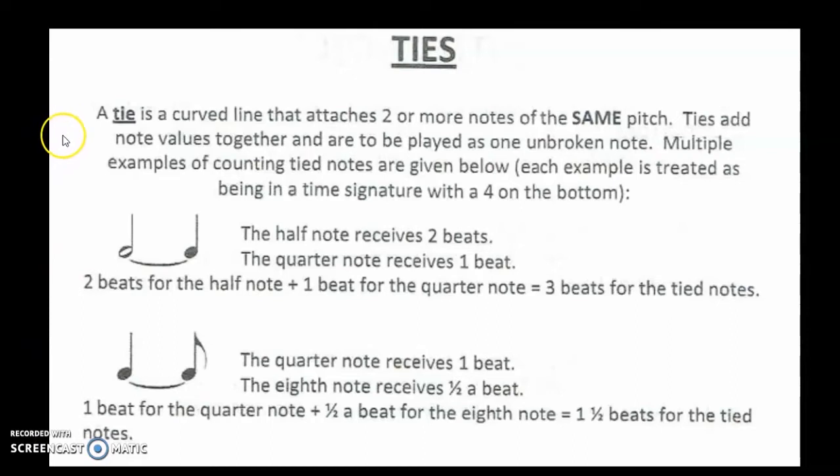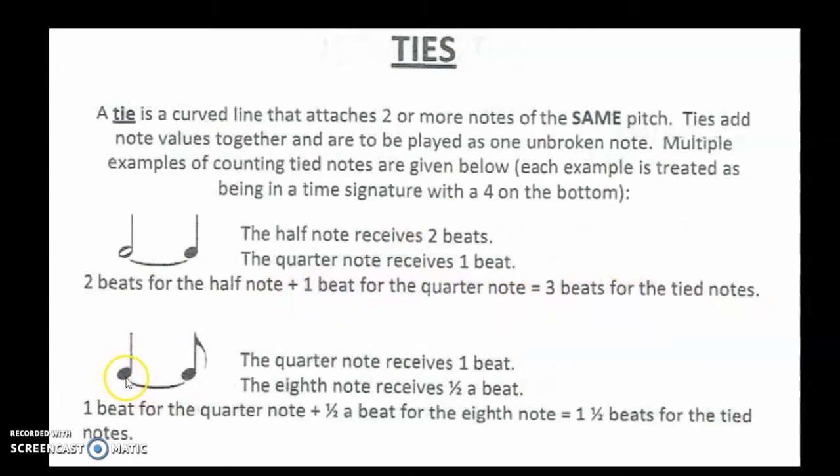So this is a review of ties. A tie is a curved line that attaches two or more notes of the same pitch. Ties add note values together and are played as one unbroken note. Multiple examples of counting tied notes are given below, and we're going to think of these as if they were in 4/4 time. The half note receives 2 beats, and then it's connected to a quarter note which receives 1 beat, so it's 2 beats plus 1 beat for the quarter note, and we're going to hold that out for a whole 3 beats.